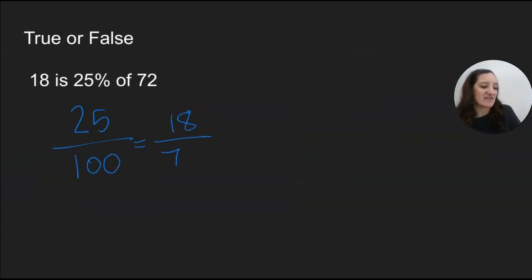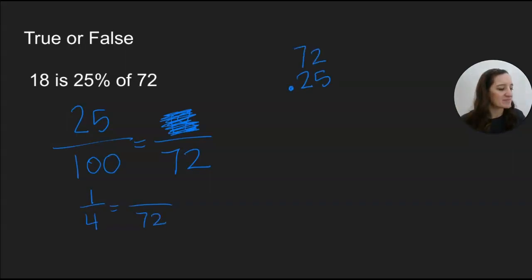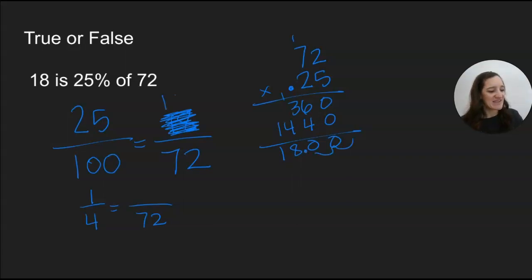Very cool. All right, true or false? Is it true that 18 is 25% of 72? Well, I'm going to figure out actually what is 25% of 72. And I'm going to do that the decimal way. And maybe I'll do it the ratio way. I don't really like the ratio way. Let's do the decimal way. Yeah, it looks like it is. 18 is 25% of 72. True.